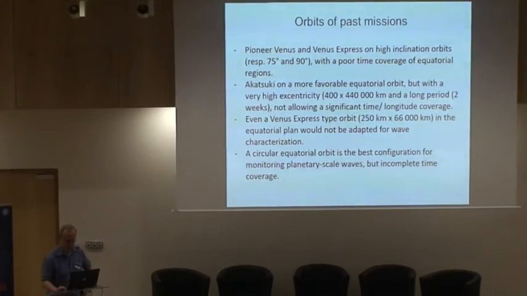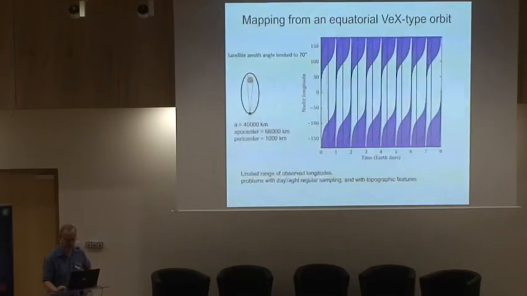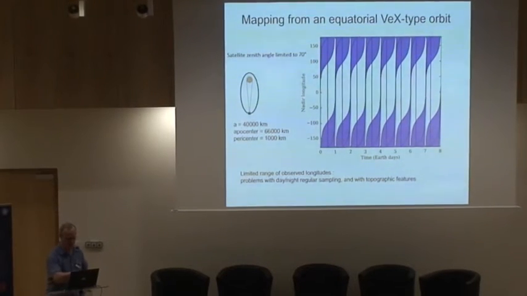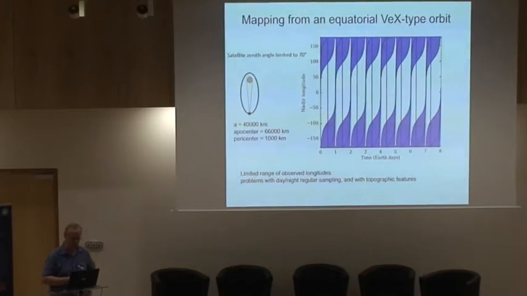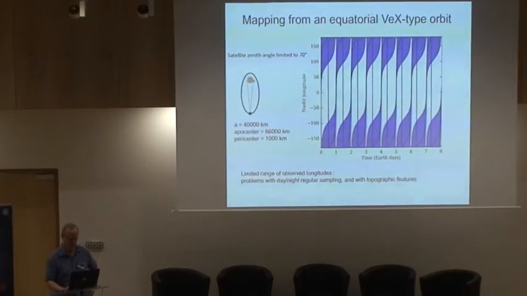Even a Venus Express type orbit in the equatorial plane is far from being ideal, because you may see here the satellite in orbit around Venus on the Venus Express type orbit in the equatorial plane. You have limited the satellite zenith angle at 70 degrees, and the blue area shows the coverage of Venus.